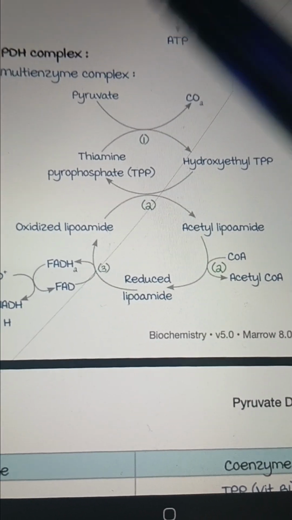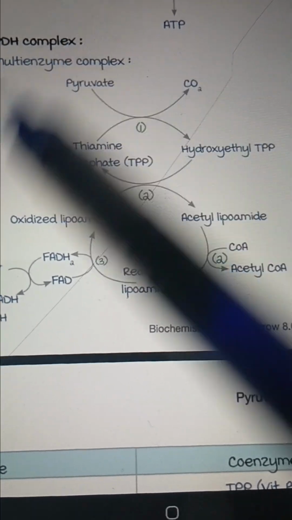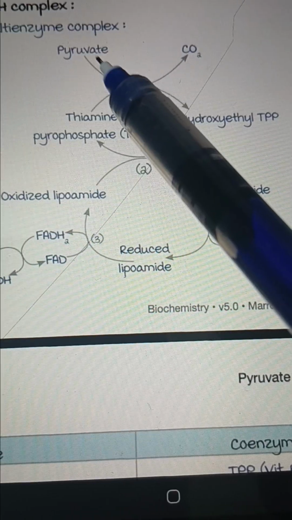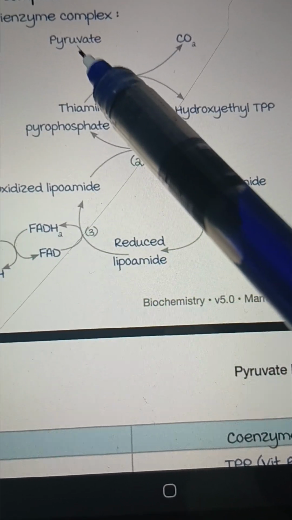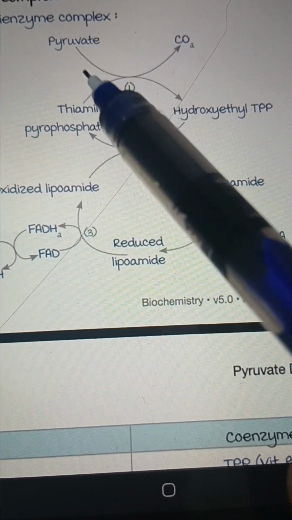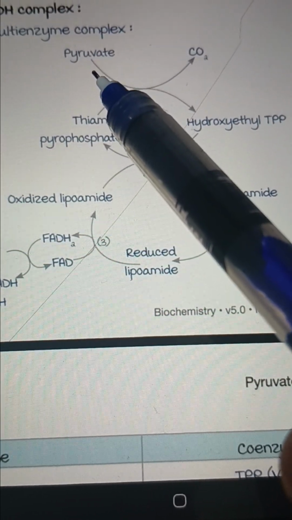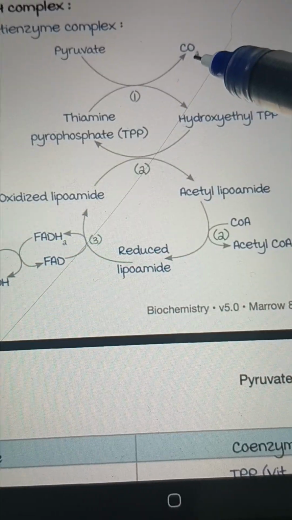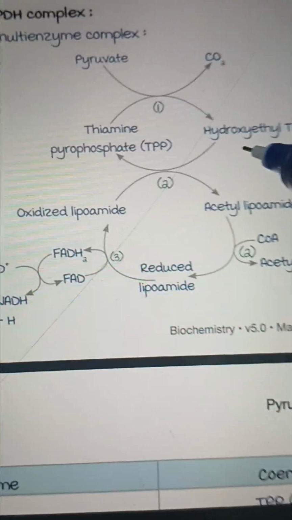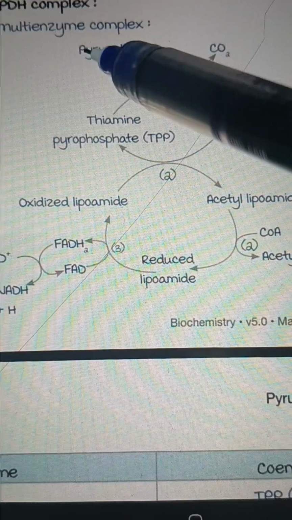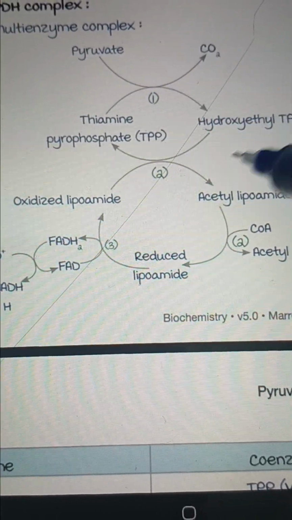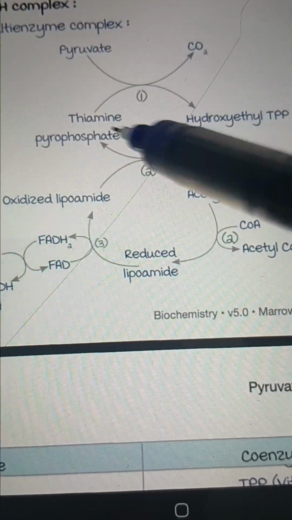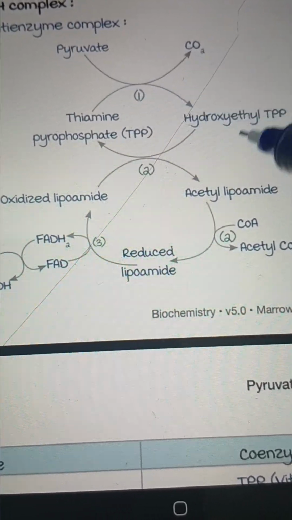So at the end of glycolysis we know pyruvate is formed. Now what happens? The pyruvate, in the presence of pyruvate dehydrogenase, will split into carbon dioxide and a hydroxyethyl group. So what pyruvate dehydrogenase does is that it splits the pyruvate into carbon dioxide and hydroxyethyl.